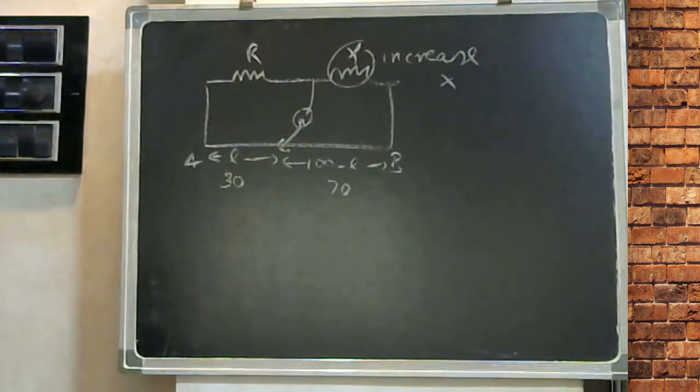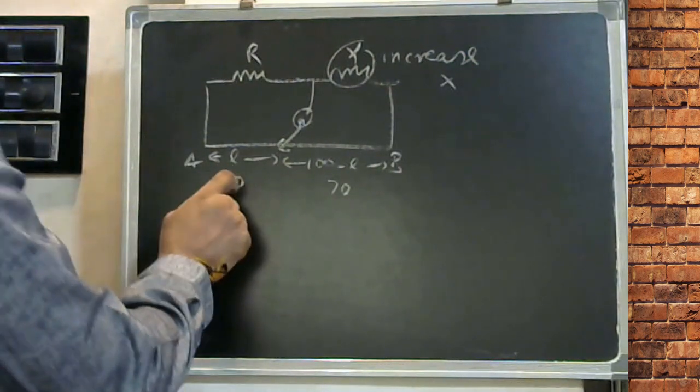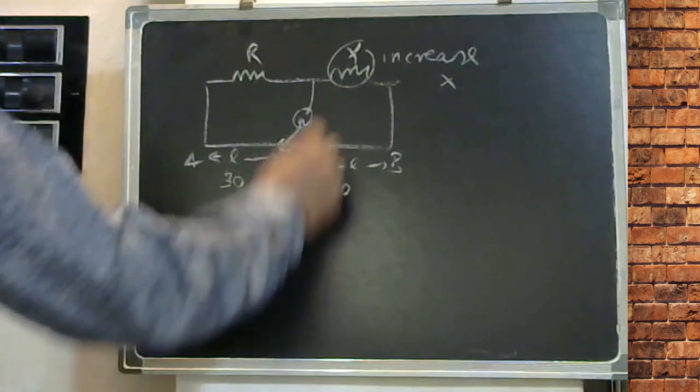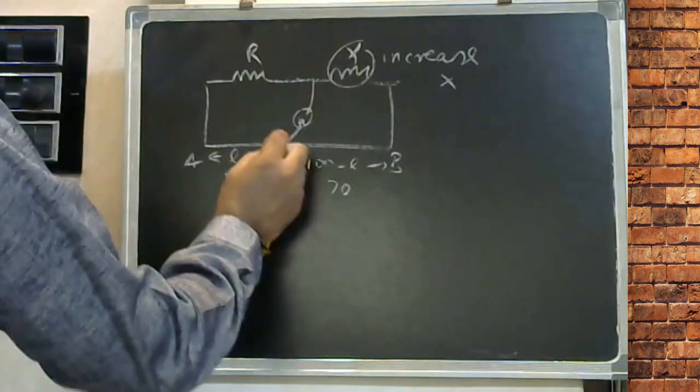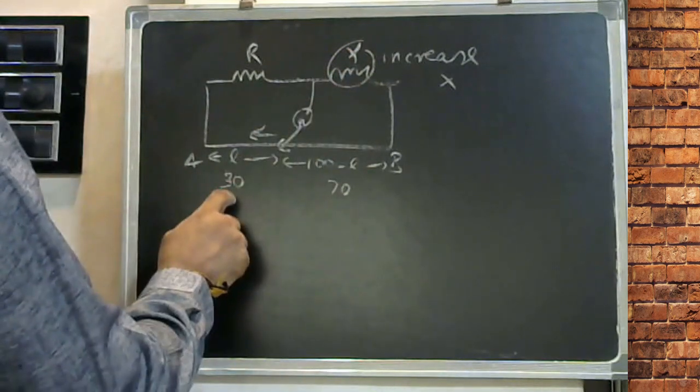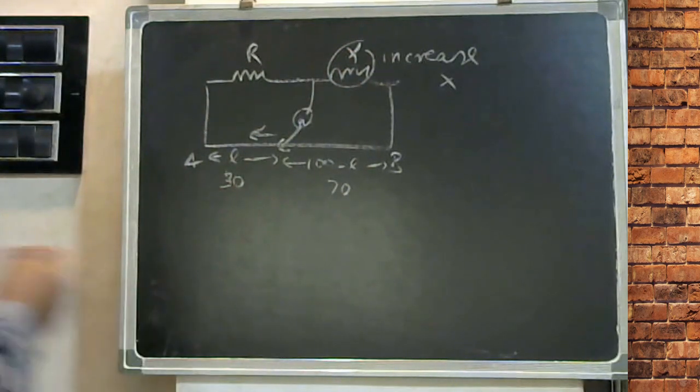Now what will happen to the answer? Will my answer be more than 30 cm on this side or less than 30? So understand one thing very clearly. Whenever I want to increase the resistance of this, my jockey will move in this direction. That means when this is increased, the L value will reduce from 30. So the answer should be less than 30. Maybe 20, 10, something like that.